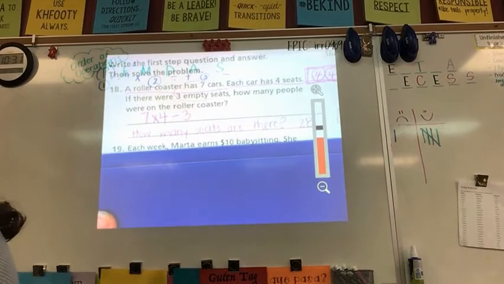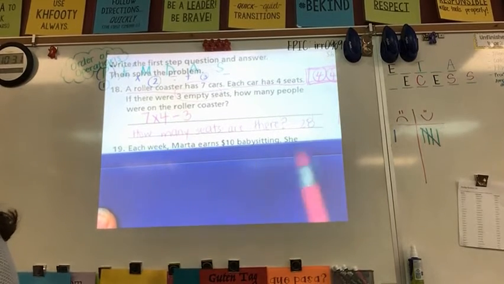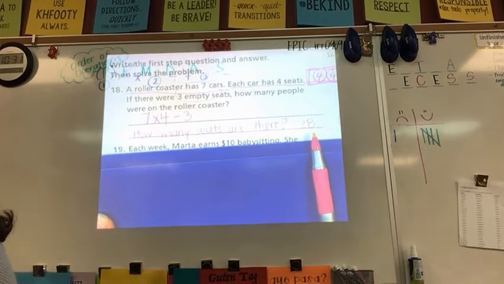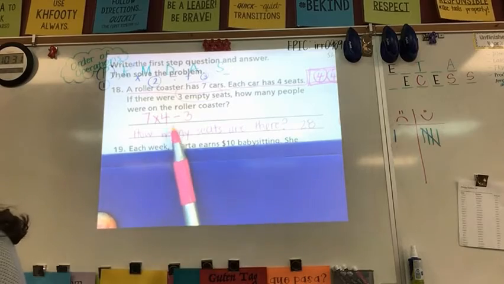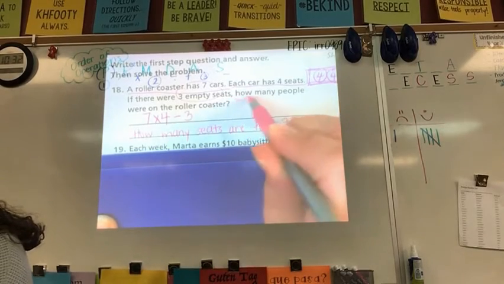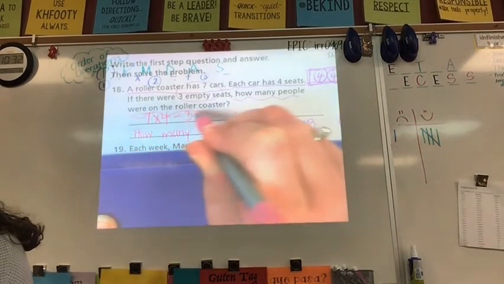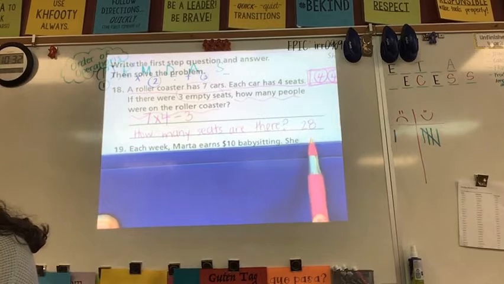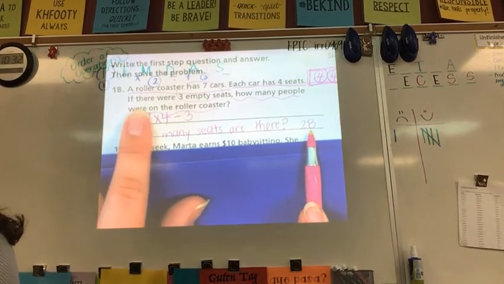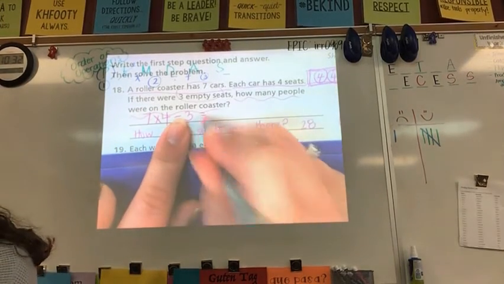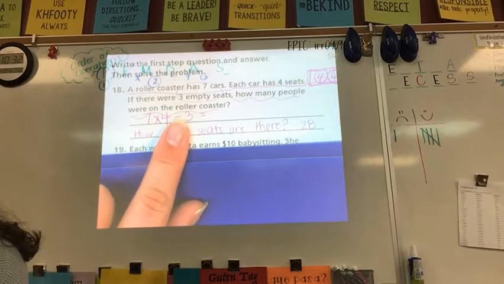Okay. Then we subtracted and we said, well, there's not 28 people on it because how many seats were empty? 3. So then we subtracted 3, and that's when their question comes in. How many people were on the roller coaster? Well, we found out this was 28. Minus 3 gives us 25. Ooh, not 26, 25.